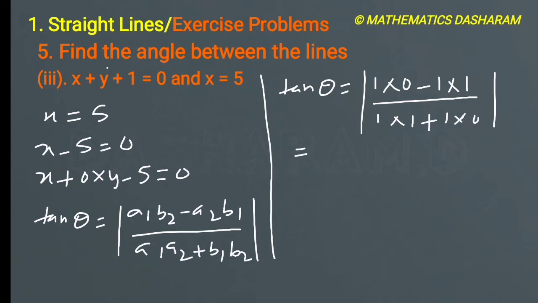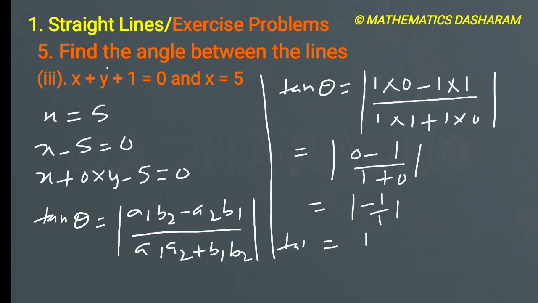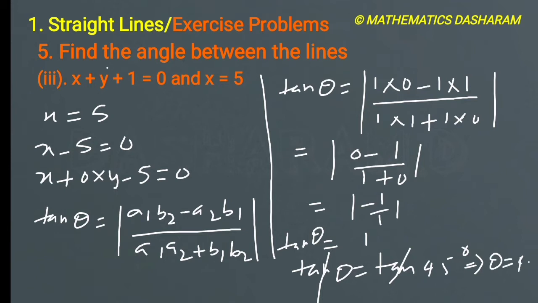So it is equal to mod 1 into 0 is 0, minus 1, divided by 1 plus 0. So it is minus 1 by 1. So it is equal to 1. So then tan theta equals 1, which is equal to tan 45 degrees. So tan cancels. Then the theta value is 45 degrees. So that means pi by 4.